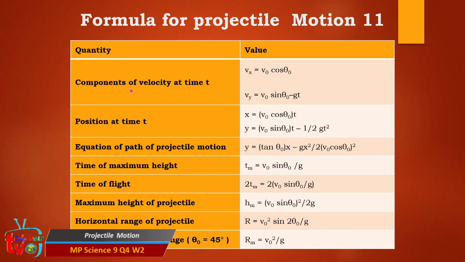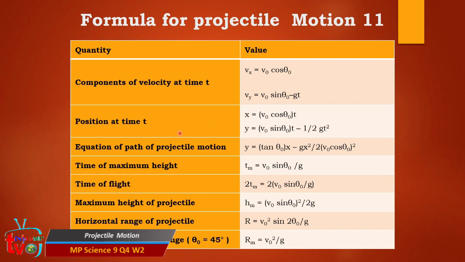For the components of velocity at time t, the horizontal velocity is equal to the initial velocity cosine theta. Initial velocity could be denoted as v sub o or v sub i. The vertical velocity v sub y is equal to v sub o sine theta minus gt.